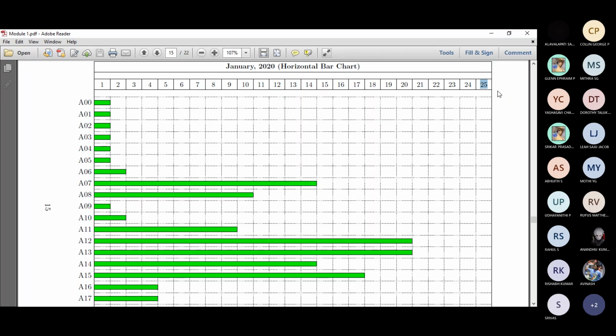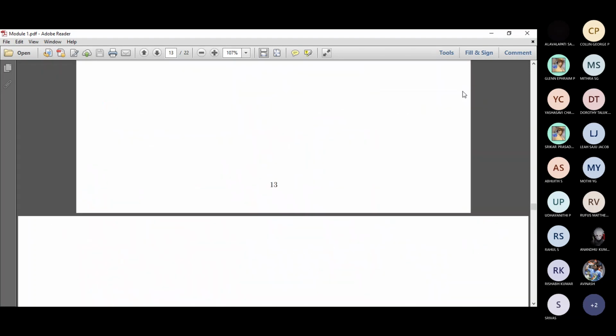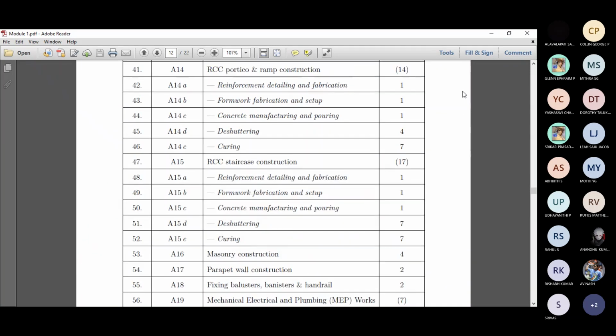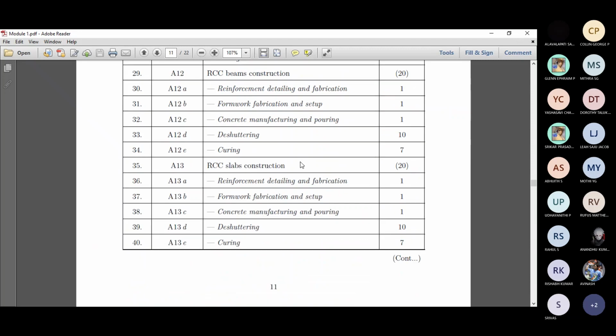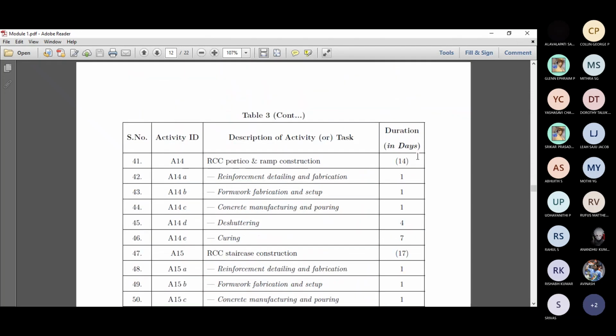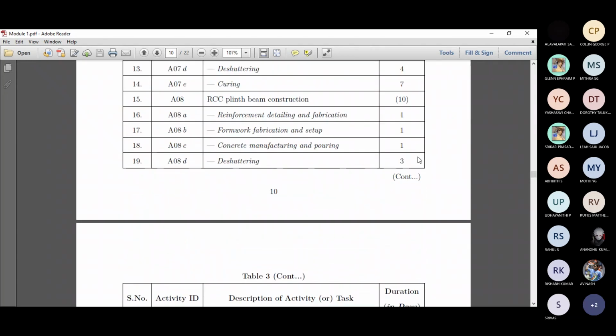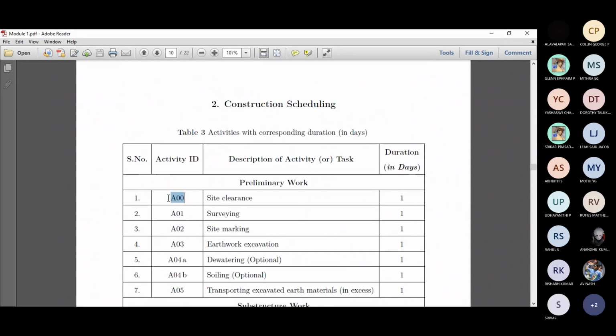For want of space, I've restricted it to only 25. And from the schedule, I understand that the major time is for the RCC slab and beam, so I just estimated 25. Right. So the activity IDs, I repeat: 00 is site clearance, 01 is surveying, 02 is site marking, 03 is earthwork excavation. Each is 1 day.